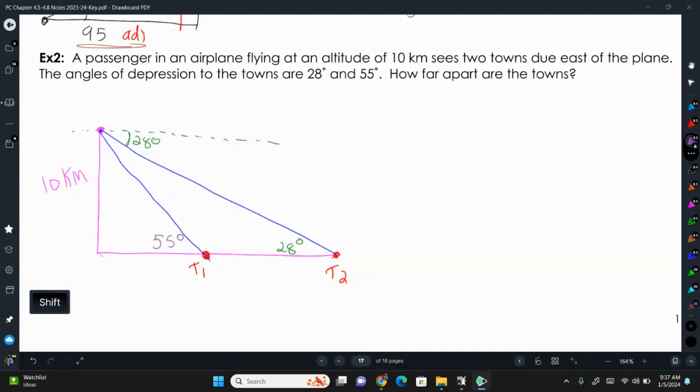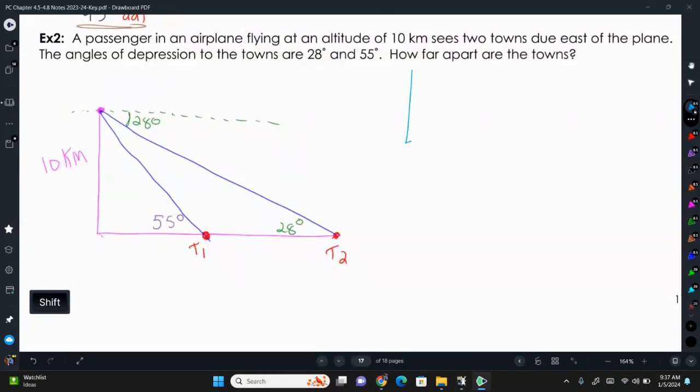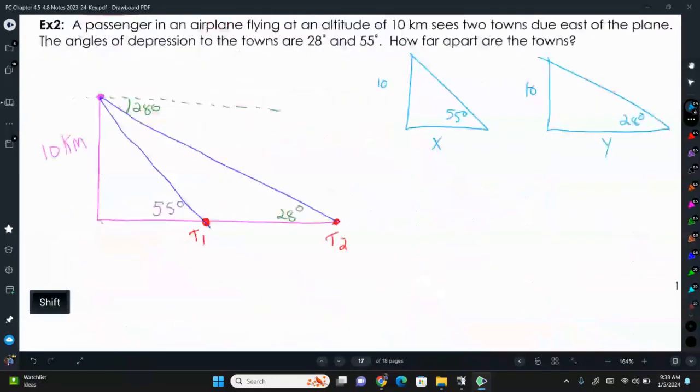So we're trying to find the two distances. Well, I'm going to draw these two triangles separately so you can kind of see what's going on. We got one triangle. This is 55 degrees, and this is 10. And that's what we're trying to figure out. And then we have another triangle. This is 28 degrees, that's 10. And this is what we're trying to figure out. So we're trying to figure out the adjacent side in both triangles, and we're given the opposite side. So like here, we're going to use tangent.